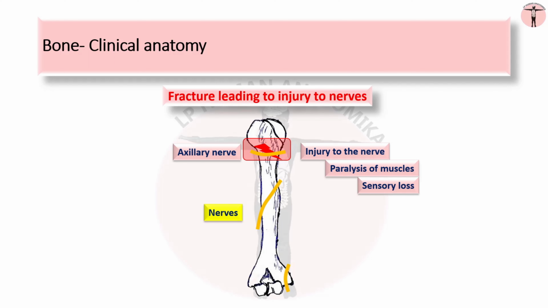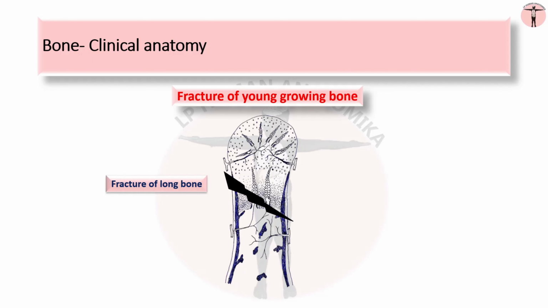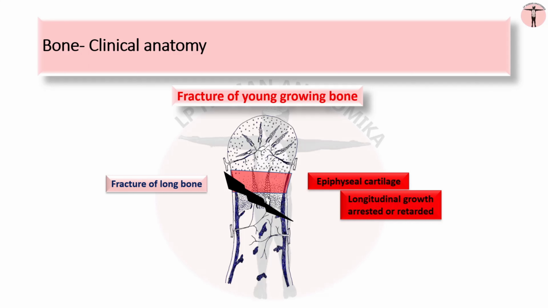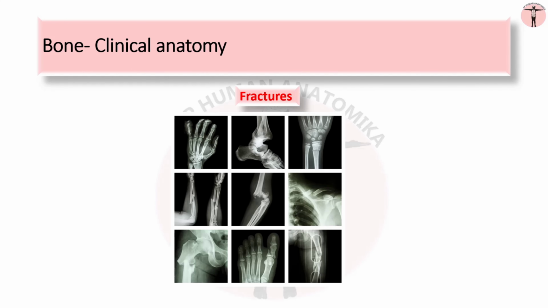The fracture of a long bone in a young person still in growing phase may displace an epiphyseal plate or cartilage. If this is not treated or treated improperly, the longitudinal growth of bone may be arrested or retarded, which results in permanent shortening of the limb. Coming to the fractures, there are different types of fractures. There is a separate session on fractures which discusses types of fractures and the steps of healing. Please refer to the session Bone Fracture and Healing.